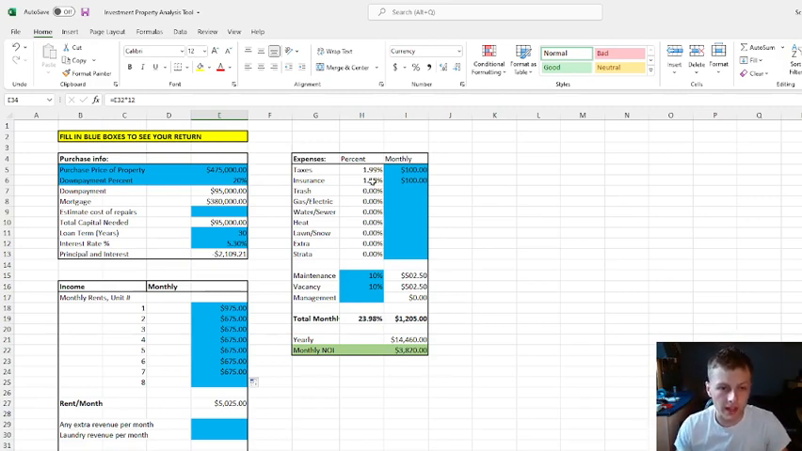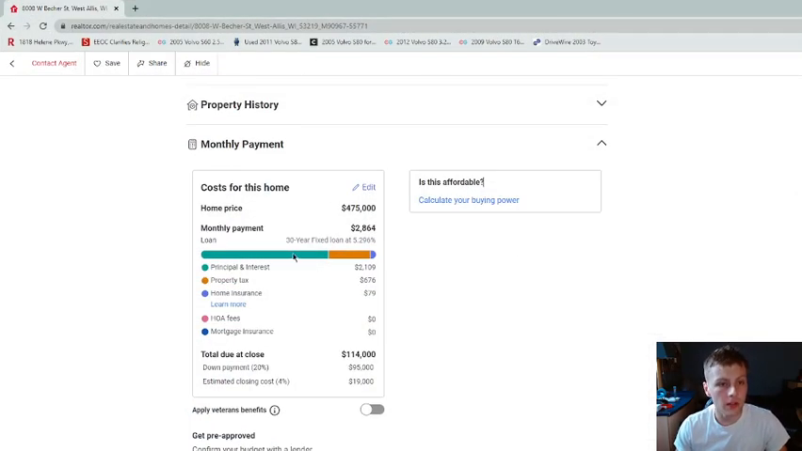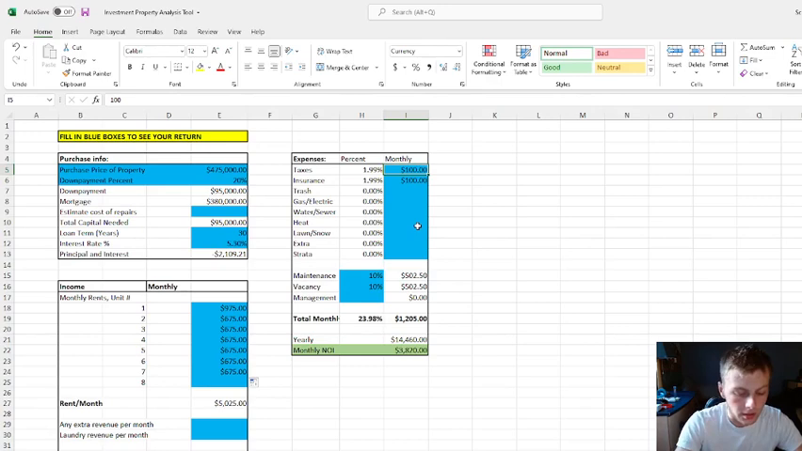But what's important is we take into account the expenses as well. So we'll move on to the right here, and we'll begin to insert our expenses. Starting with taxes, a realtor does provide the taxes for the property. So this is going to be roughly $676 a month. So we'll input that.